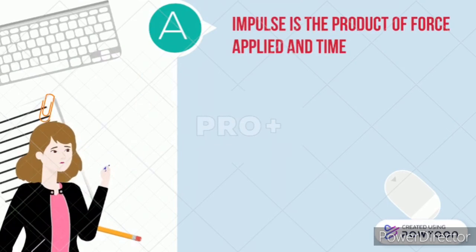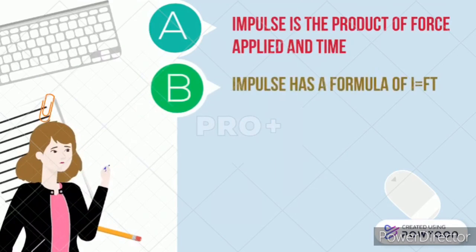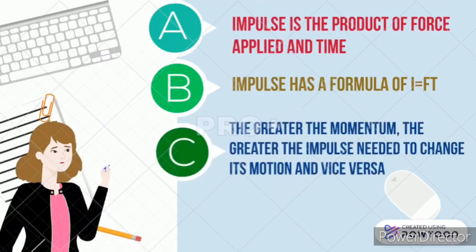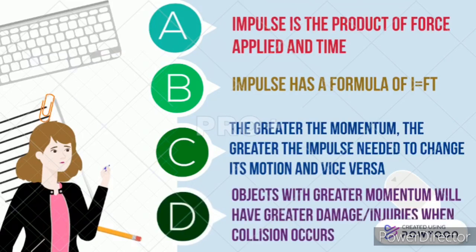Impulse is the product of force applied and time. It has a formula of I is equal to Ft. The greater the momentum, the greater the impulse needed to change its motion, and vice versa. Lastly, objects with greater momentum will have greater damage when collision occurs.